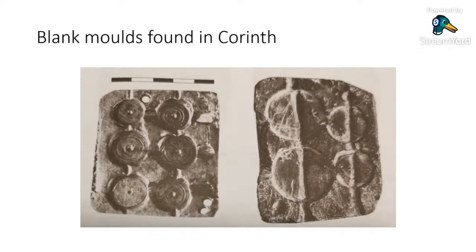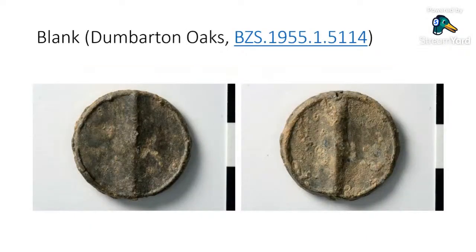There was a metallic strip here used to create a channel, a hollow channel inside the seals, through which the seal was attached to the document. So with this kind of mold, a blank was produced, and you can see here the channel.